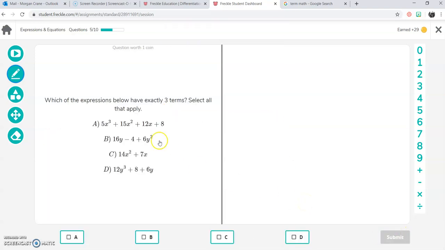Alright, so this time it's asking for 3 terms. So remember, that's 3 numbers, or 3 numbers and variables together, or 3 separate variables. The obvious one that doesn't work is A because there are 4. So I'm going to give you that.